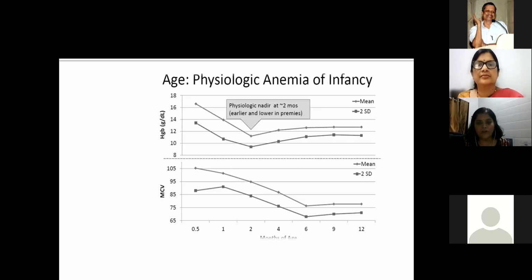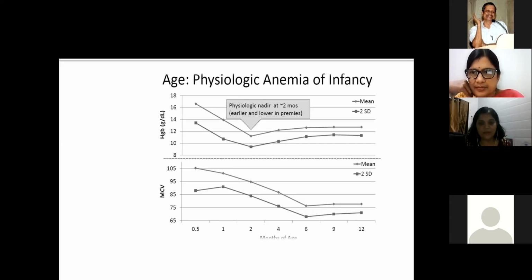We all know about the physiological anemia of infants. And the reason why I put it there is that we generally say that iron deficiency anemia will not happen before 6 months of age. So nutritional anemia will never happen before 6 months of age. You have to see whether this is a physiological anemia or whether there is another cause for this anemia if it is presenting before 6 months.